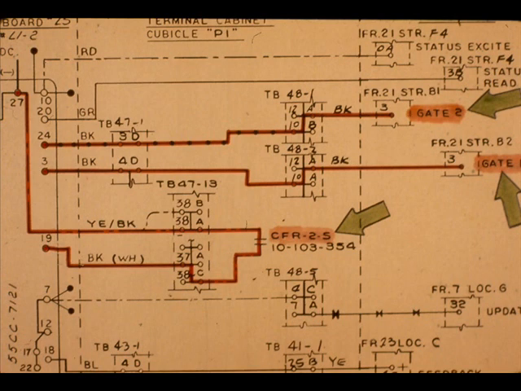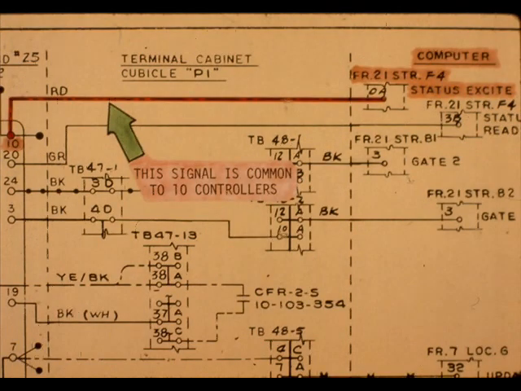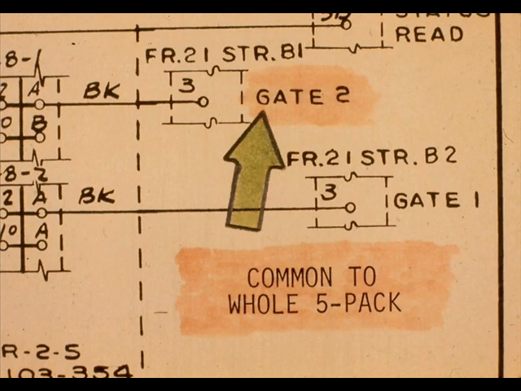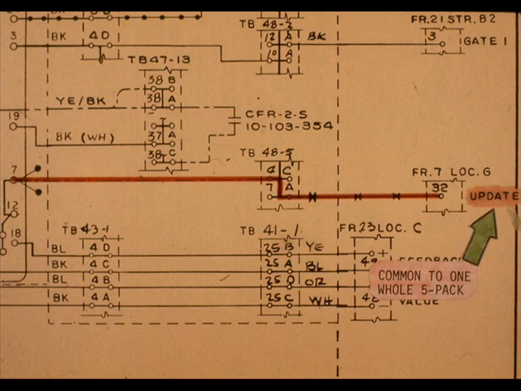The remaining wiring consists of digital inputs to the controller, such as status read, and digital outputs from the computer, such as gate 1, gate 2, and computer fail. Much of the wiring is common to one whole 5-pack. Examples are status excite, gate 2, and update. Update is actually an analog signal.